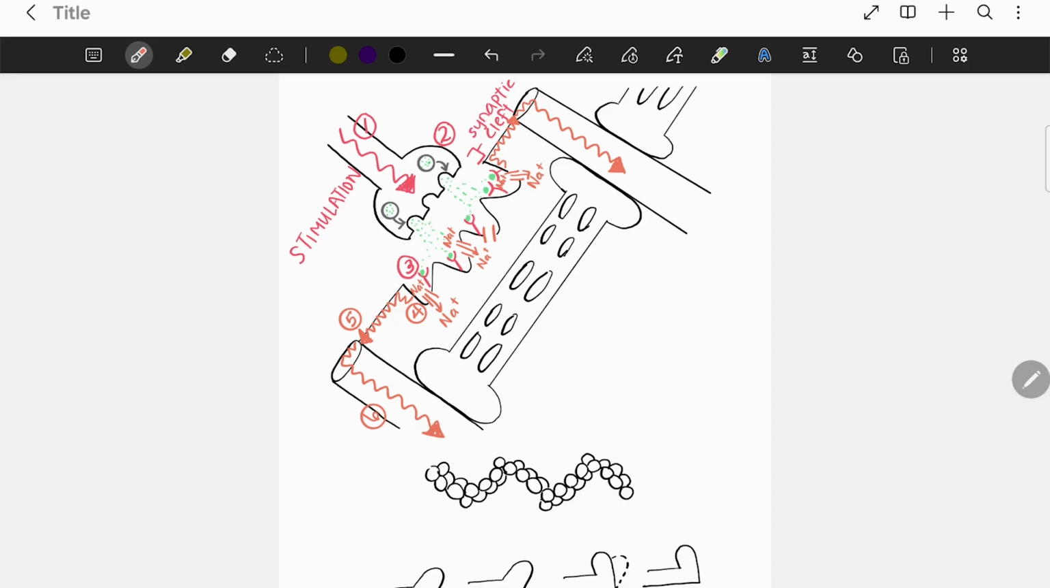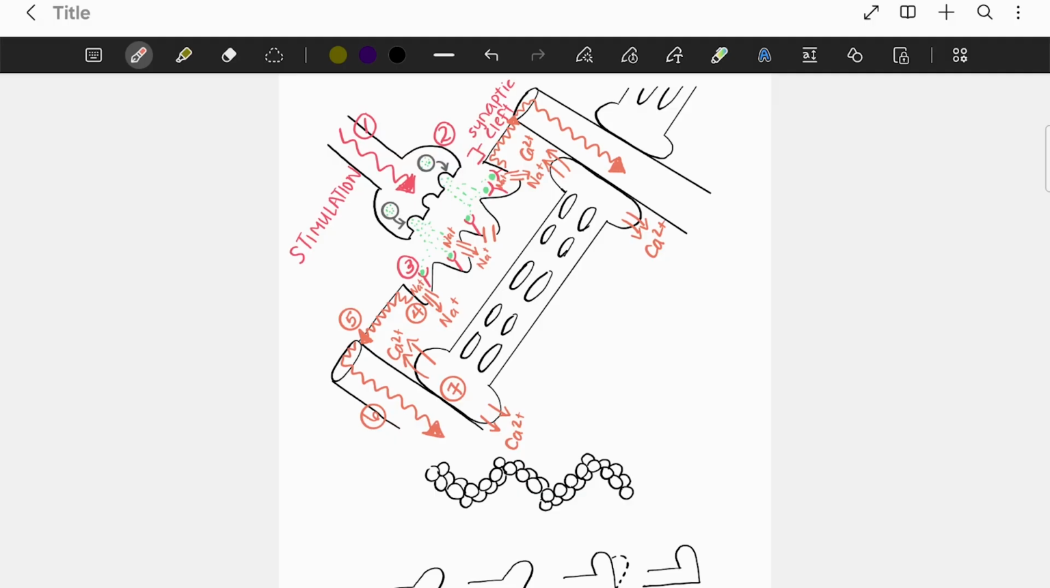sarcoplasmic reticulum. So at this point, when that action potential reaches the sarcoplasmic reticulum, it's going to cause the sarcoplasmic reticulum here to dump calcium ions into the cell. So again, on this side, we're going to dump calcium ions into the muscle fiber. Calcium ions get dumped into the sarcoplasm of the muscle fiber from the SR. That's step 7, where the calcium is getting dumped from the sarcoplasmic reticulum into the sarcoplasm.